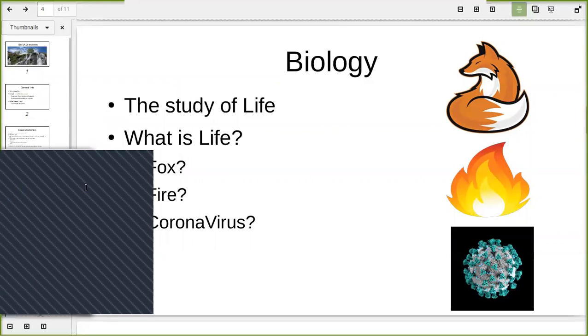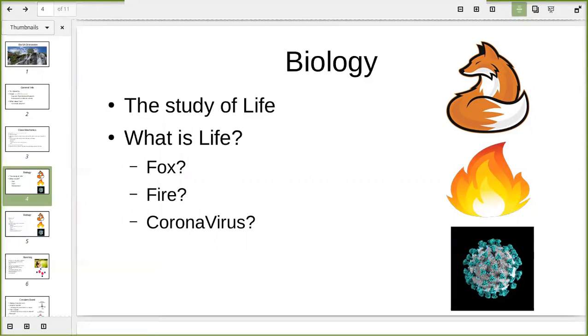Now, keeping these characteristics in mind, what would you consider? Let's look at these different examples, right? Let's look at a fox. Would you consider a fox to be a living entity?